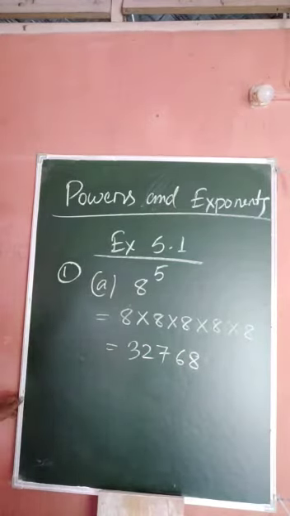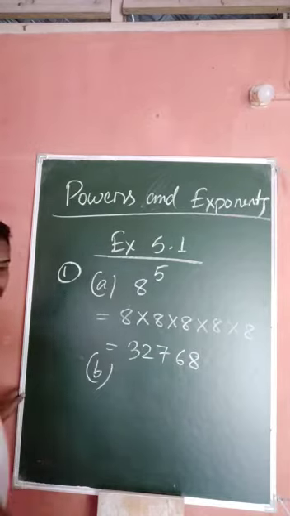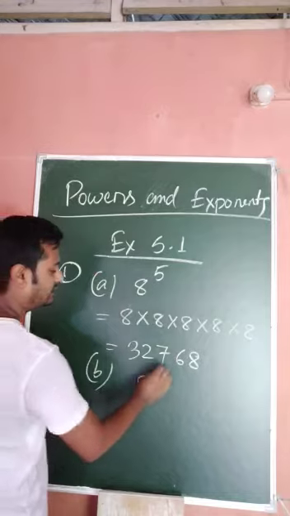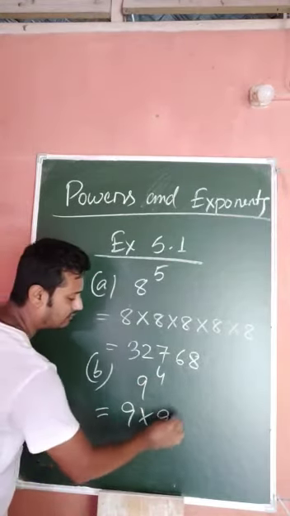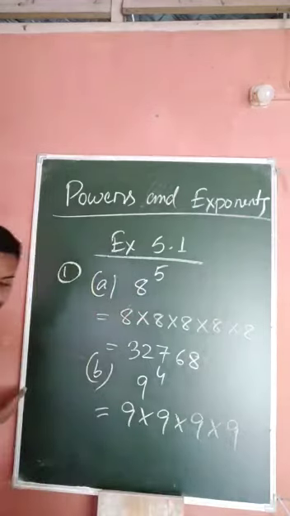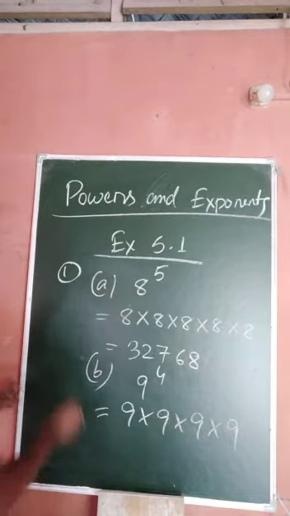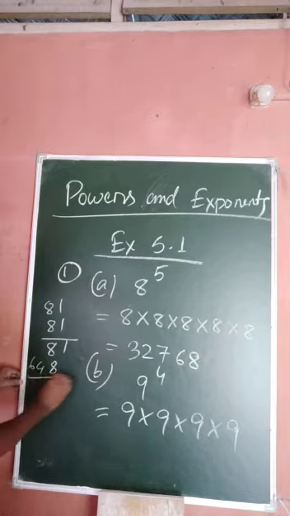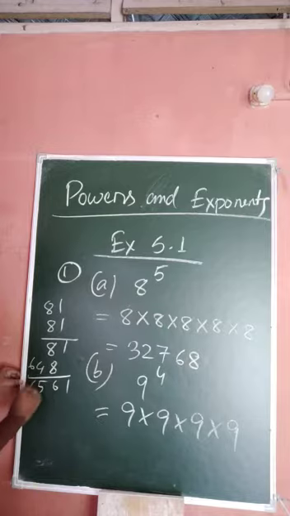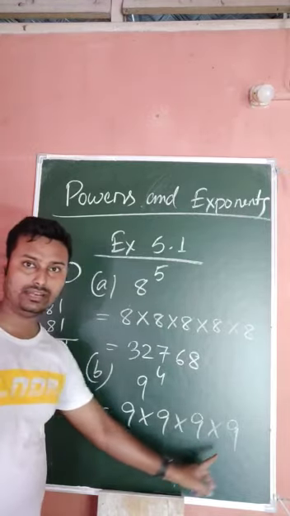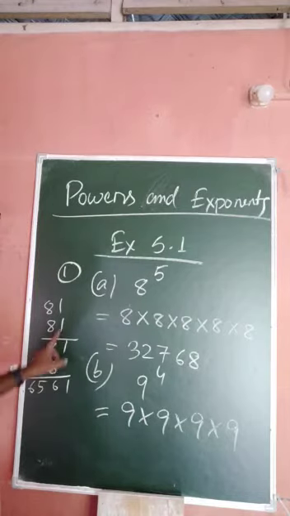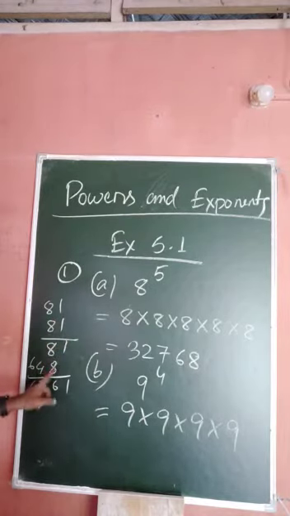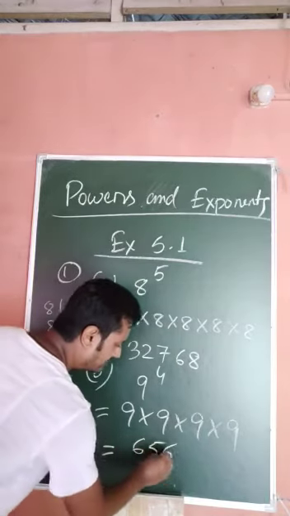This is the first one. Question number B: 9 to the power 4. That means 9 is multiplied 4 times. So all of you know, 9 into 9 is 81. Again 9 into 9 is 81. So you have to multiply 81 into 81. 1 into 1 is 1, 1 into 8 is 8, 8 into 1 is 8, 8 8s are 64. So 1, 8 plus 8 is 16, 6 stay here, 1 carry on, 4 plus 1 is 5 and 6. So 6561.